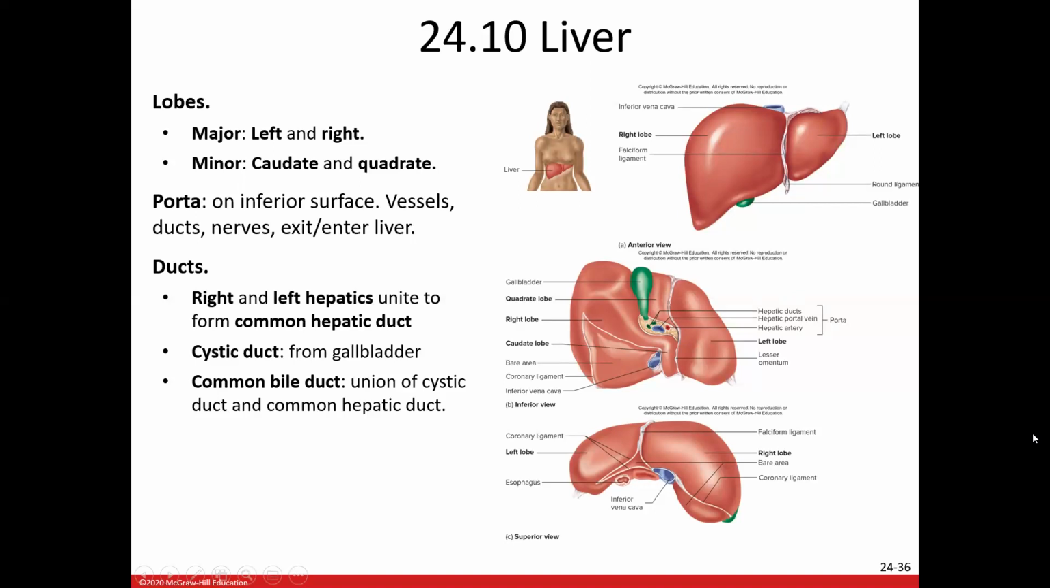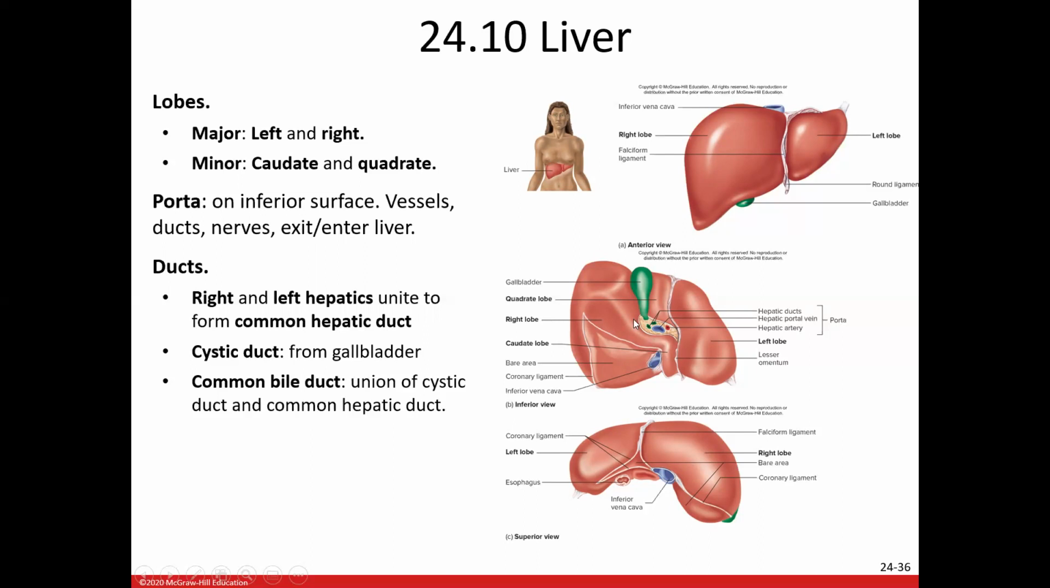Okay, so before we go to the large intestine, we have a couple accessory structures that we need to cover that help with digestion. The first one's the liver. So the liver is basically this giant lobe mass that we have near the small intestine that secretes bile. It's made of 4 lobes. So you have a right lobe and a left lobe, as well as a quadrate lobe and a caudate lobe. Those are the minor lobes.